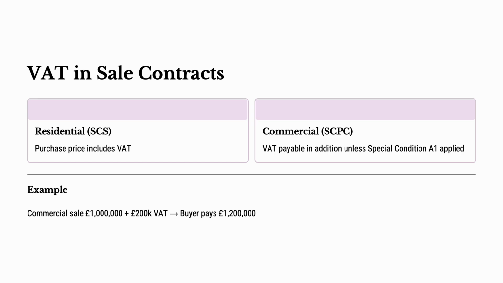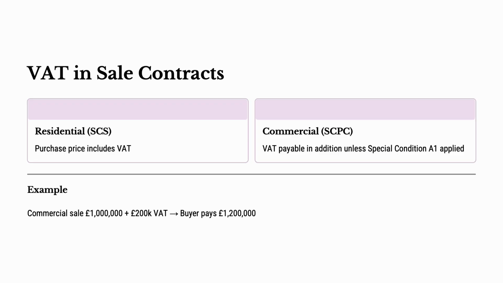Commercial property under standard commercial property conditions, VAT is payable in addition to the purchase price unless there is a special condition, specifically special condition A1, saying otherwise at that point. So if a commercial property is sold for 1 million and the seller has opted to tax, the buyer pays 1 million plus 200,000 VAT, totaling 1.2 million.